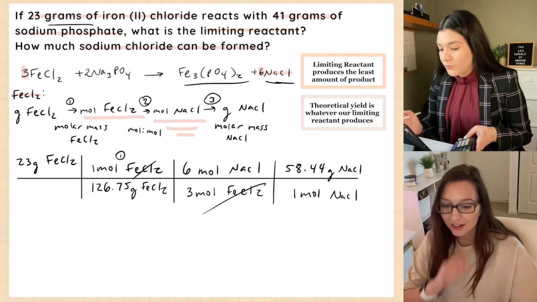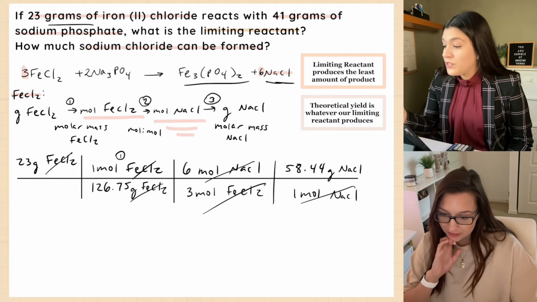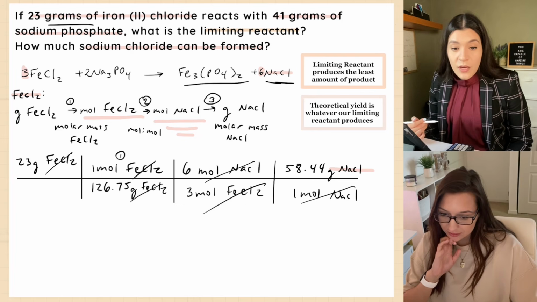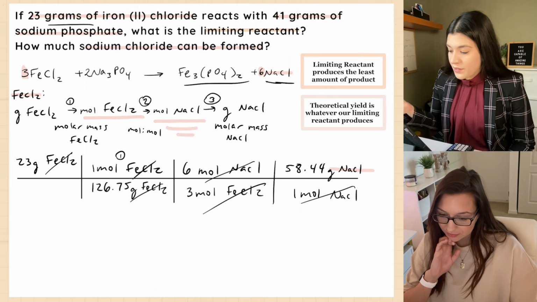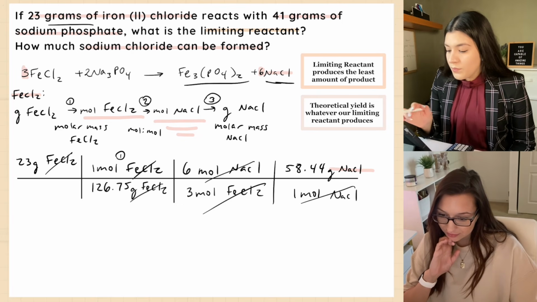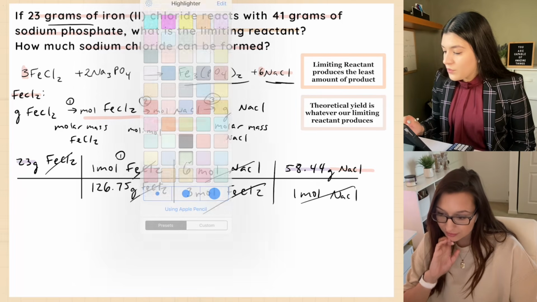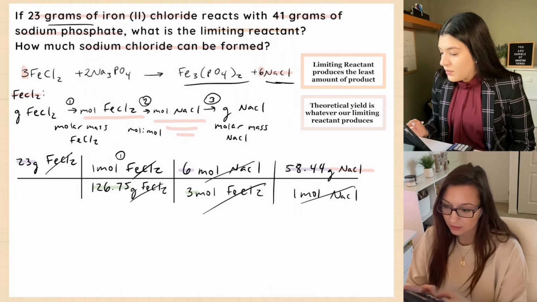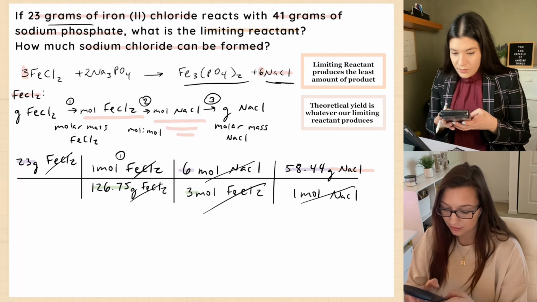NaCl, cool. Okay. And then you'll see that all of our units cancel to give us what we want, which is the mass of our product. So now I'm just going to multiply straight across and then divide by the bottom. So I'm going to multiply 23 times 6 times this value, and then I'm also going to divide by these two multiplied. So let's see what this gives us.